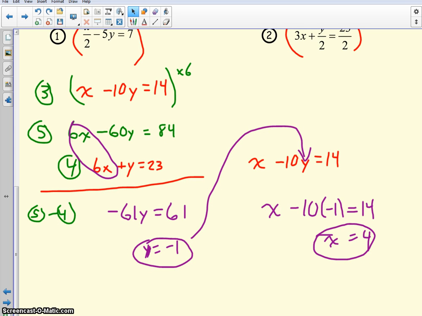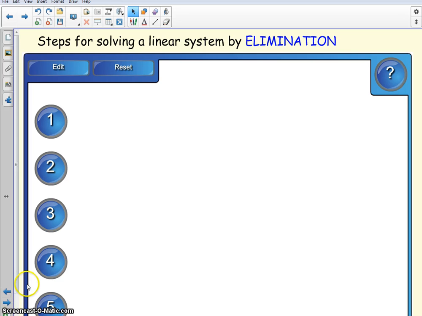Okay, so we've gone through a couple different examples of elimination here. You can see that in some cases it would be a little bit easier to use in terms of the algebra than substitution. So let's just take a look at what our main steps for elimination are.